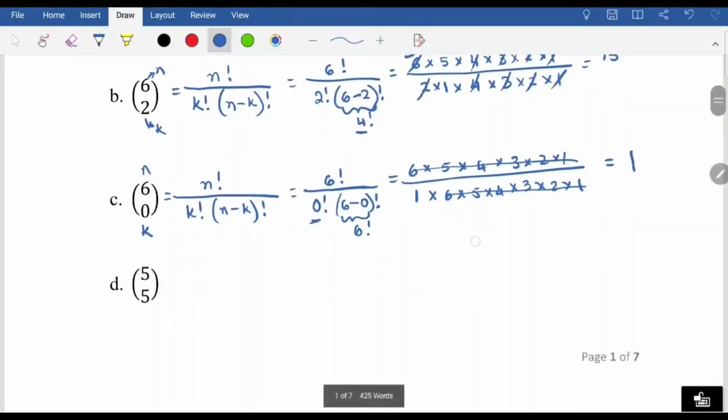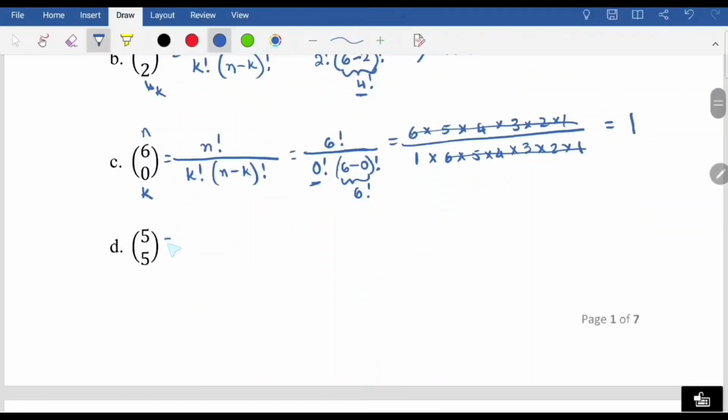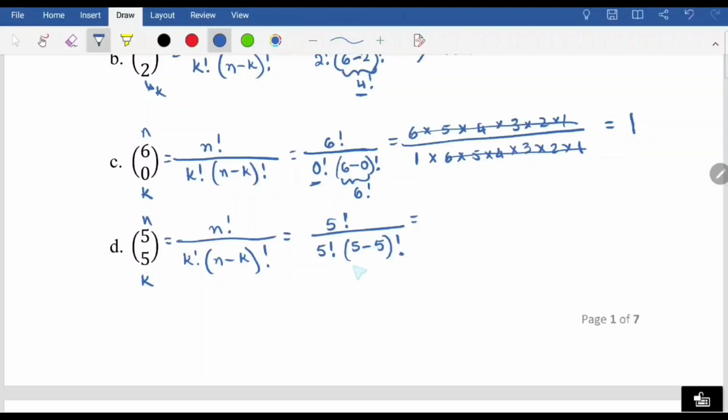while doing the calculations. Now 5 combination 5, let's see how this works. So again, formula n factorial over k factorial times n minus k factorial. Let's plug in the values. 5 factorial divided by 5 factorial, right? K is 5, n is 5 as well here. And then 5 minus 5 factorial. So 5 minus 5 factorial is 0 factorial. So this time too, you will see we will end up with a 1 for an answer.